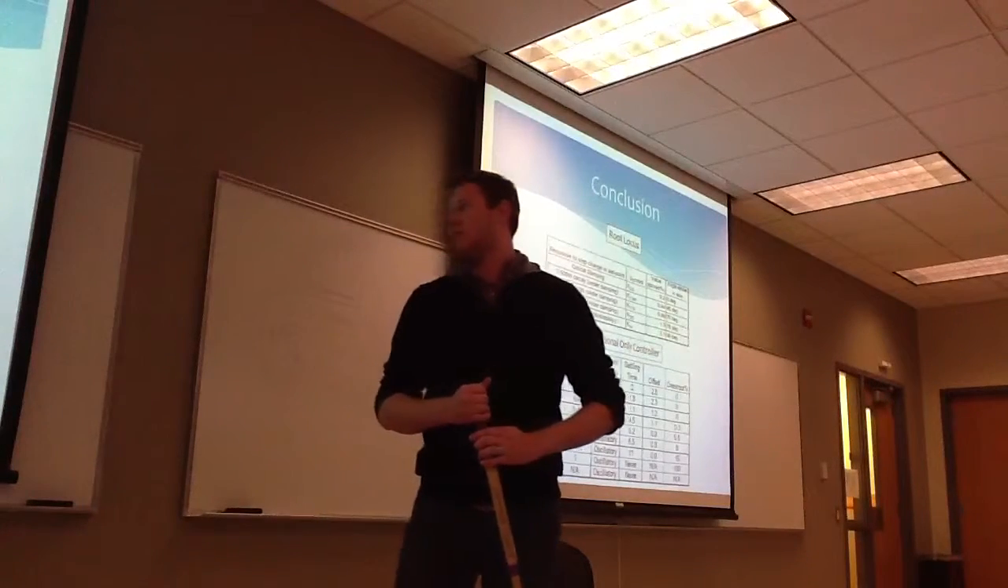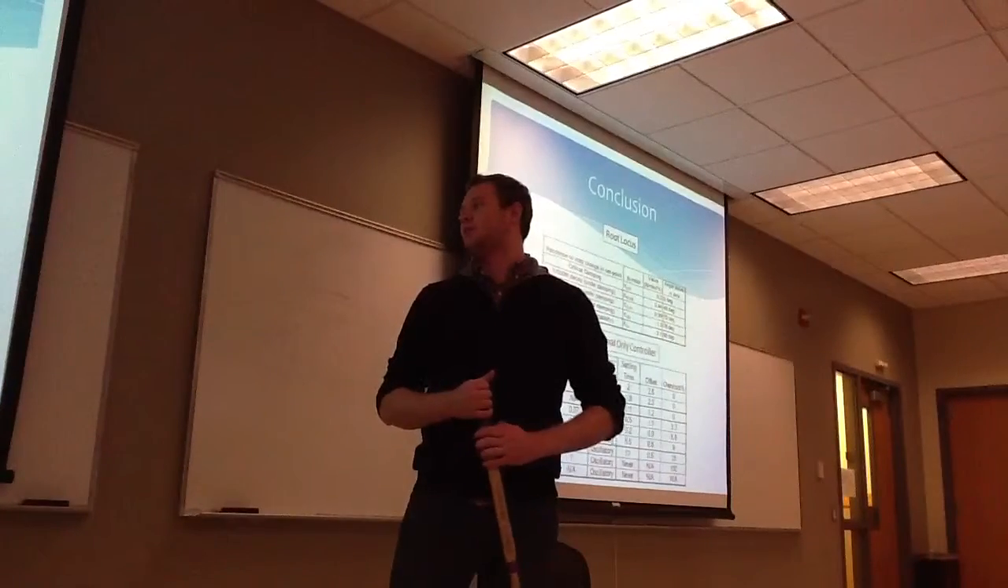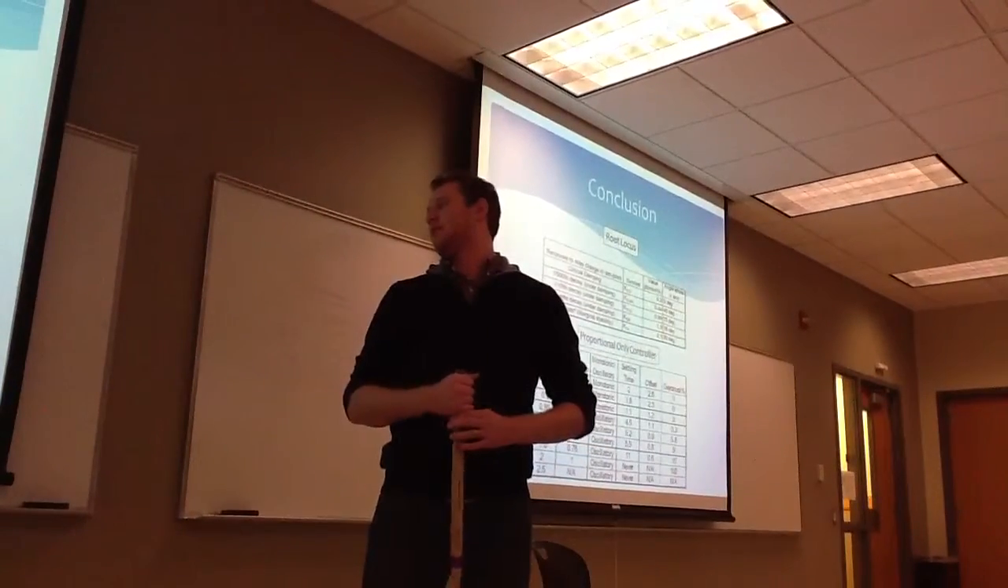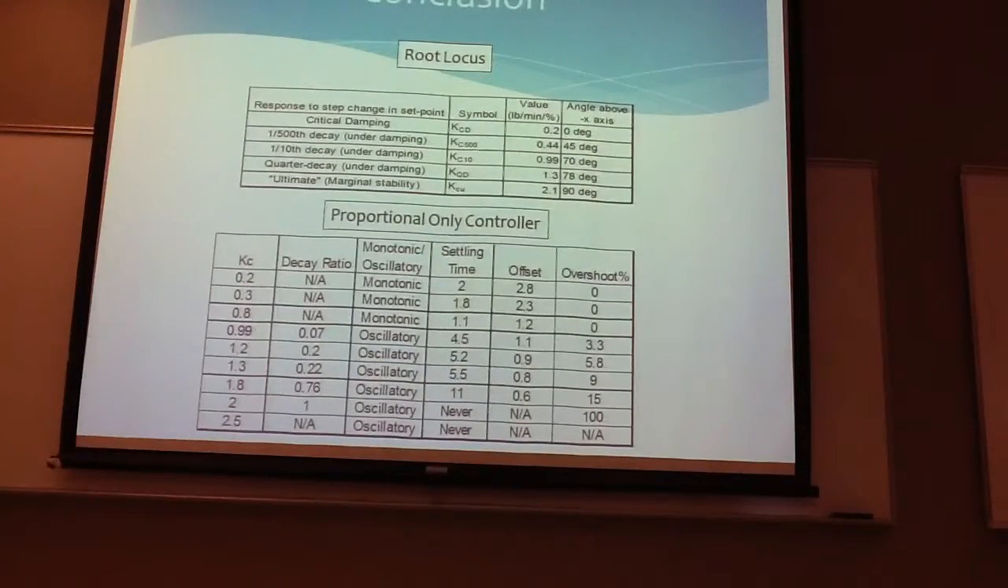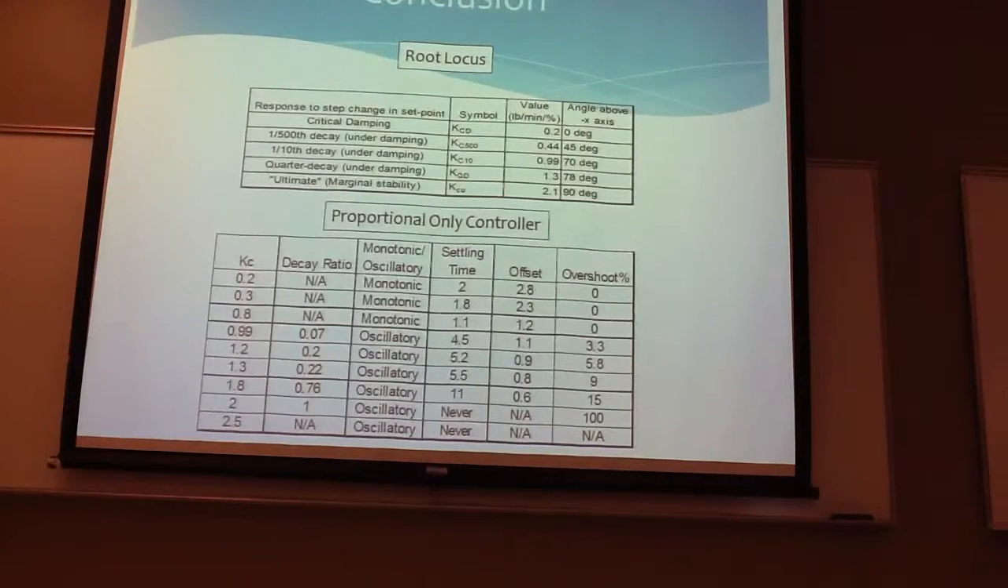For KC equals 1.2, we had a decay ratio of 0.2. It was oscillatory with a settling time of 5.2, an offset of 0.9, and an overshoot of 5.8. For KC equals 1.3, our decay ratio was 0.22. It was oscillatory, settling time of 5.2, an offset of 0.9, and an overshoot of 5.8.